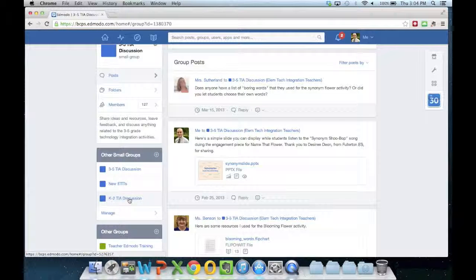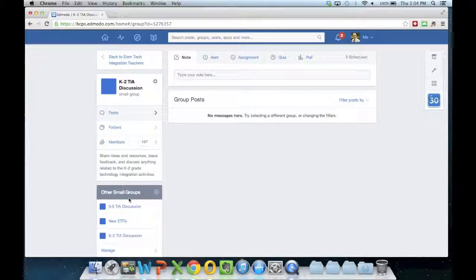Similarly, right now I set up one for K through 2. There are no posts in there yet because we just started that this year. But if you have any things that you've created that would help support or extend some of the lessons in those kindergarten, first, or second grade technology integration activities, I really encourage you to post in here.